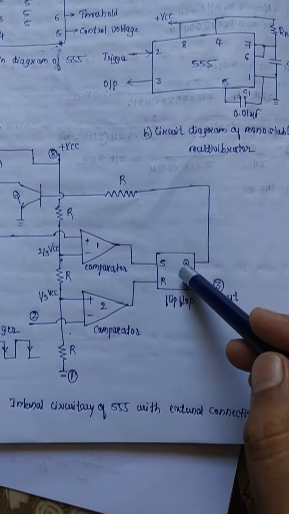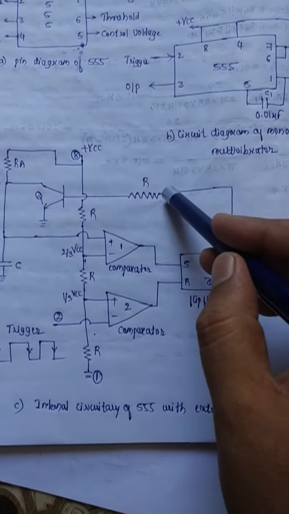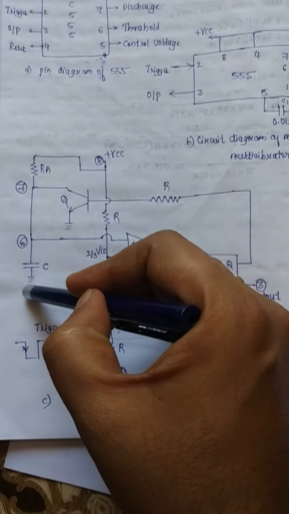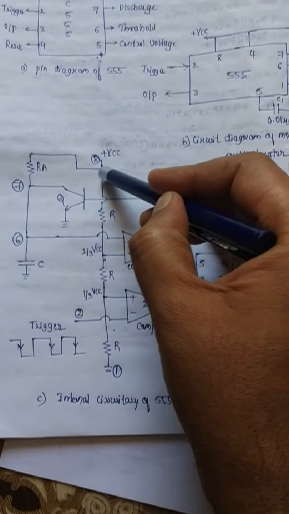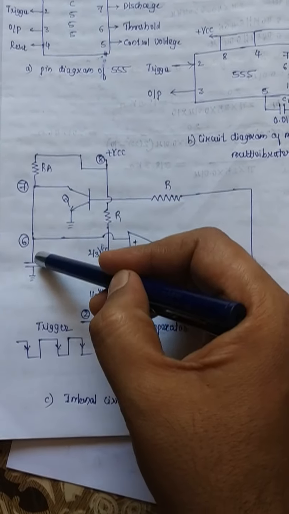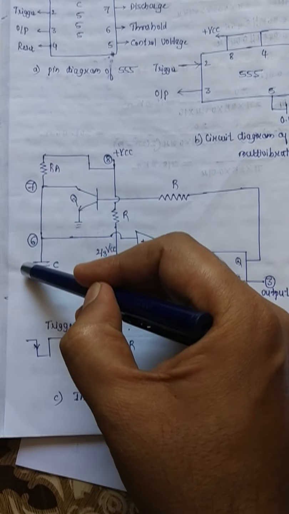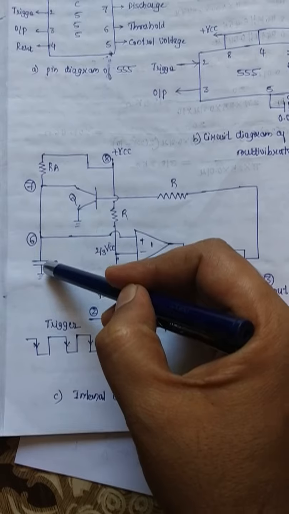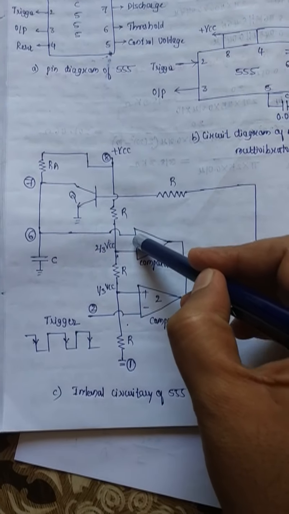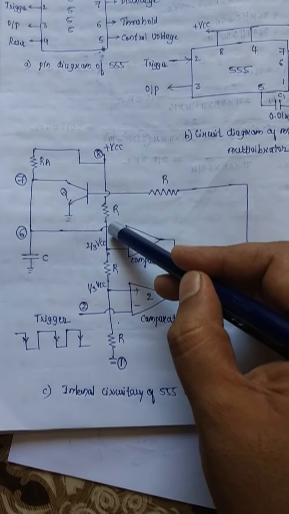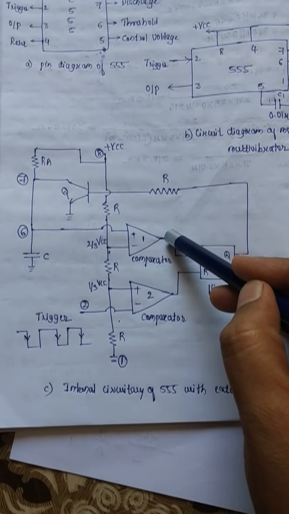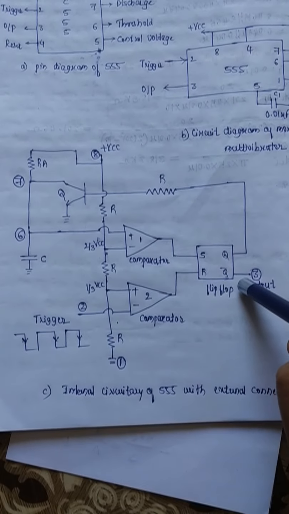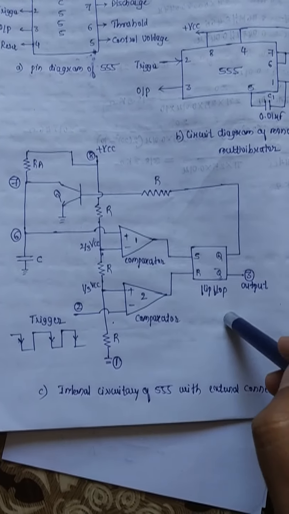At the same time, I told Q is equal to 0, the same is connected to the transistor, so the transistor becomes off. Transistor becomes off in the sense this capacitor will be charged through RA with respect to VCC, and this capacitor will be charged up to 2/3 of VCC, and when it is greater than 2/3 of VCC, which is connected to the first comparator, this comparator becomes on, so it will be set, in the sense Q becomes 1 and the output becomes the 0 state.